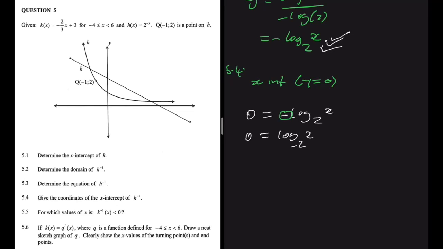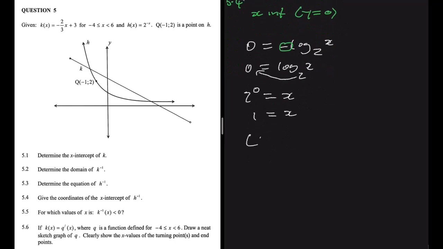So now this 2 will come and carry this 0. So we're going to have 2 to the power 0 being equal to x, right? Any number to the power 0 is 1. So x is equal to 1. And then the coordinate, we have 1 and 0, right?